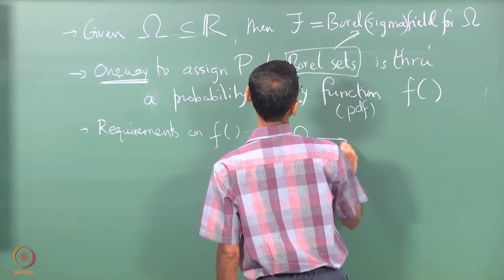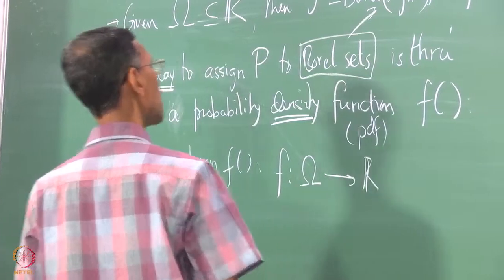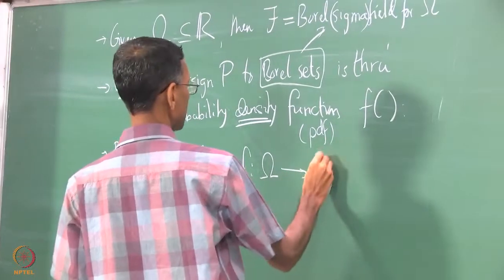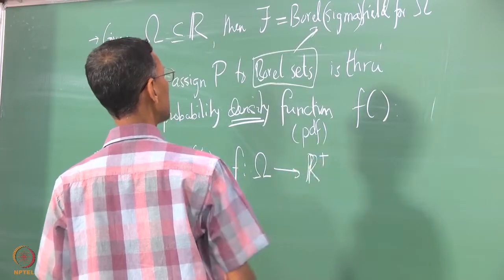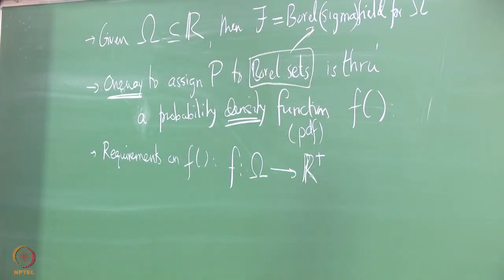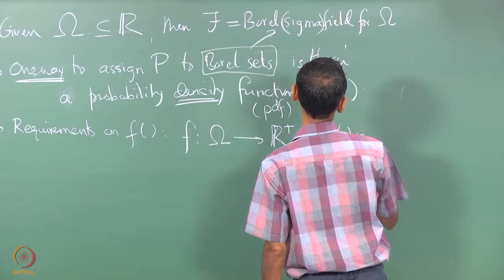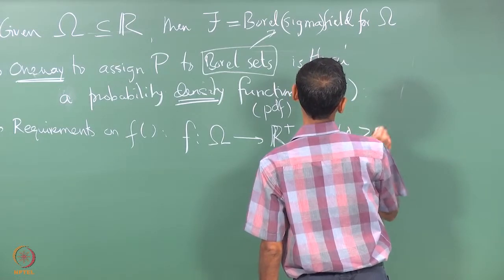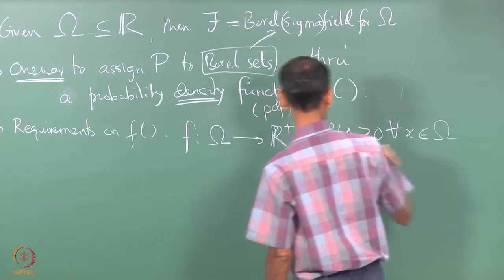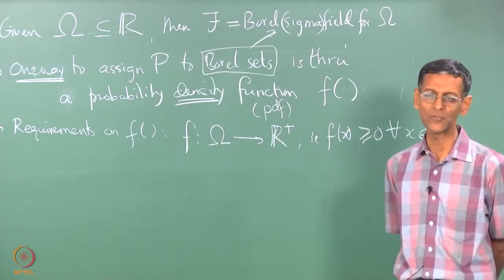Minimally it must map, right, it must be defined for all points in omega, right, and this R plus is sometimes a notation used for non-negative real numbers, right. So this non-negativity is very, very important, right. If it takes any negative values, it cannot be a PDF.